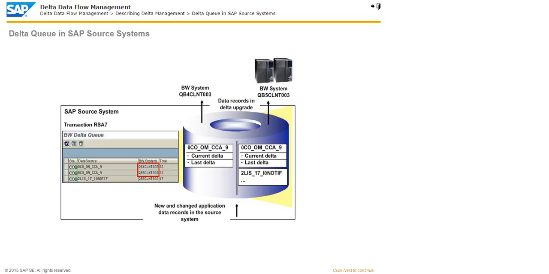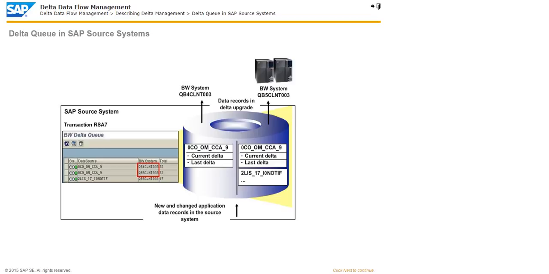The central tasks of the Delta Queue are as follows. It acts as a storage area for new and changed data that has appeared since the last Delta request in the source system that will be transferred to the SAP BW system with the next Delta request. It repeats the previous Delta request to do the following. The Delta Queue always contains the current data to be transferred to SAP BW with the next Delta request, as well as data from previous Delta requests.